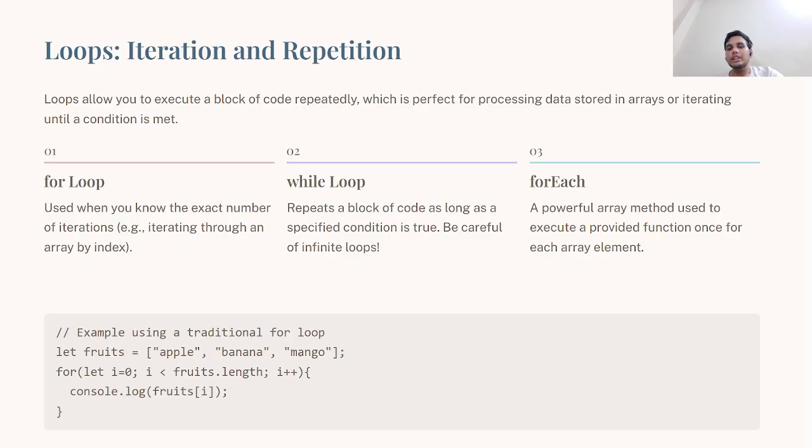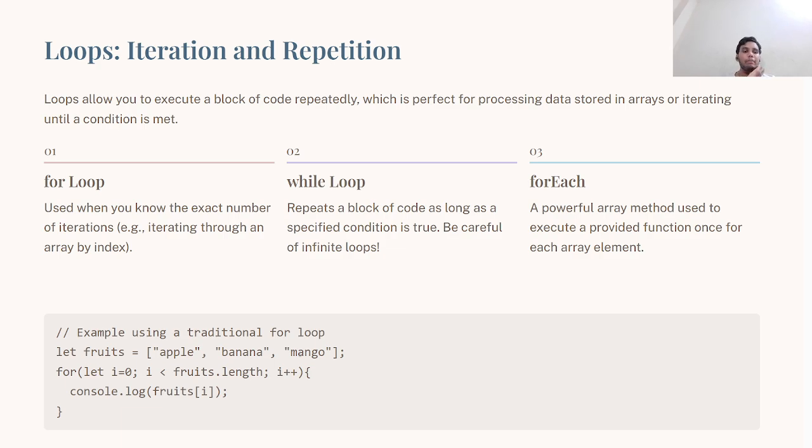A while loop repeats a block of code as long as a specified condition is true. Be careful of infinite loops, because if the condition is always true, it will run automatically without stopping, up to infinite times. Now coming to forEach, it is a powerful array method used to execute a provided function once with each array element.